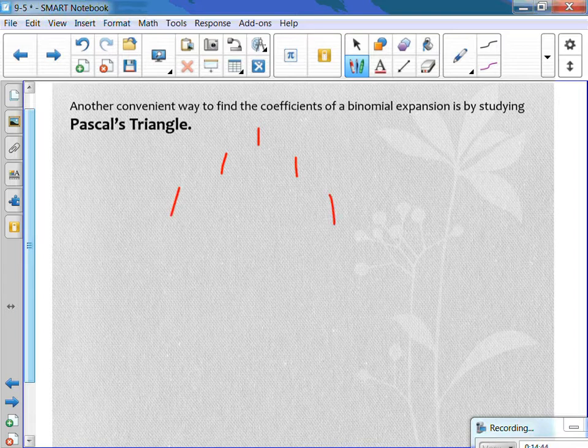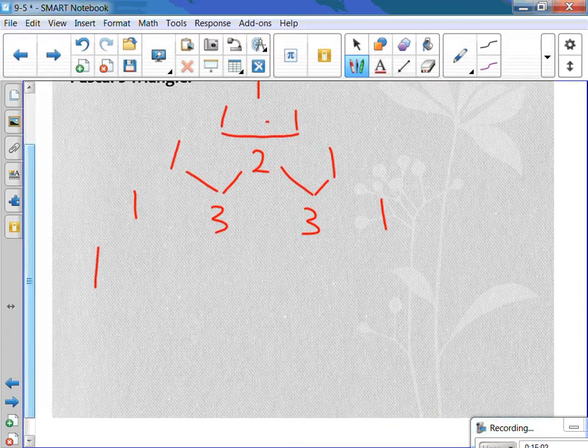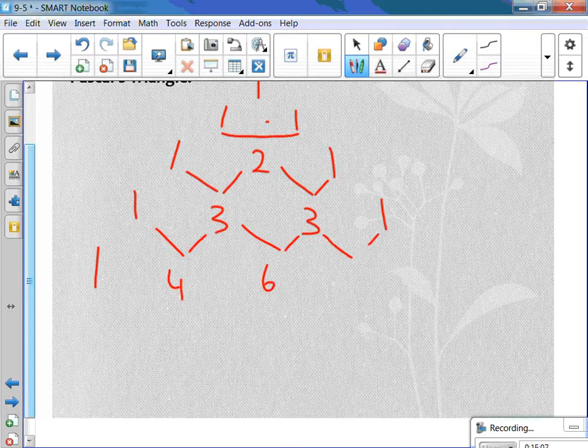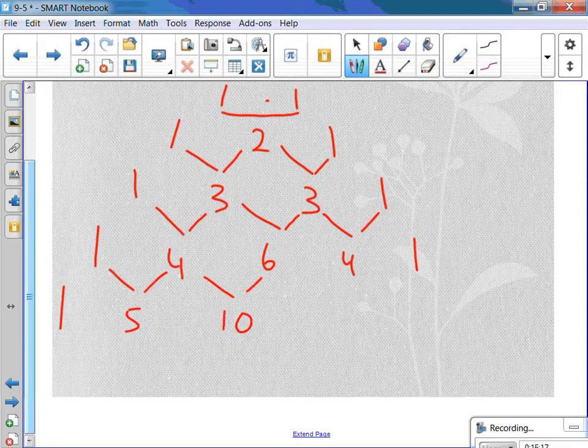So here, that 1 plus 1 gives us 2. Now here, 1 plus 2 gives us 3. 2 plus 1 gives us 3. And again, on the outsides, we put our 1s. Outside I'm putting my 1, but 1 plus 3 gives me 4. 3 plus 3 gives me 6. 3 plus 1 gives me 4. Then I have 1. And we just keep on going. 1 plus 4, 5. 4 plus 6, 10. 6 plus 4, 10. 4 plus 1, 5. This is what we get with Pascal's triangle. It just goes on and on.